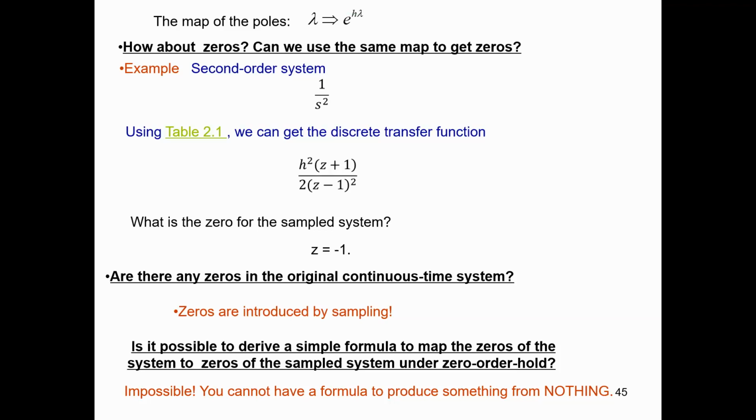But we do have a formula for you to compute the transfer function. You have a transfer function for the continuous time. You can compute the transfer function for the discrete time. And then from the transfer function, you can compute the zeros. But there is no simple formula like this to tell you where the zeros are.